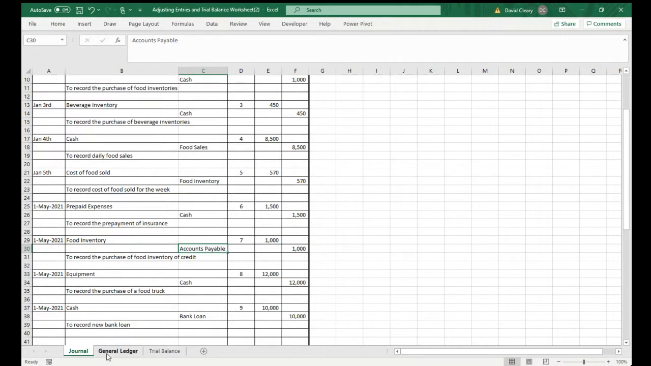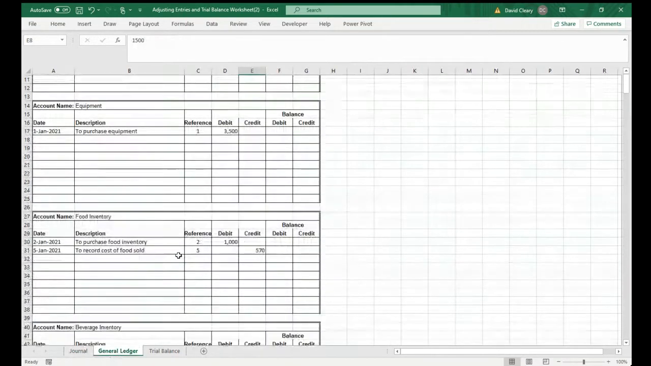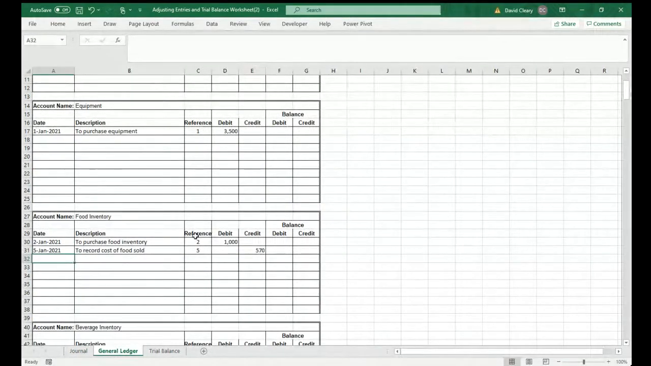So I'm going to go to my general ledger. I'm going to find my food inventory, which is right here. I'm going to put in May 1. And the description was to record the purchase of food inventory. Reference number here was 7, I believe, and we purchased $1,000 worth of food inventory.